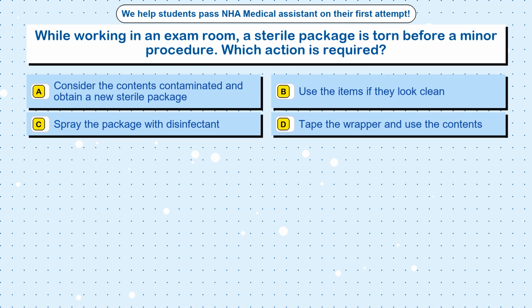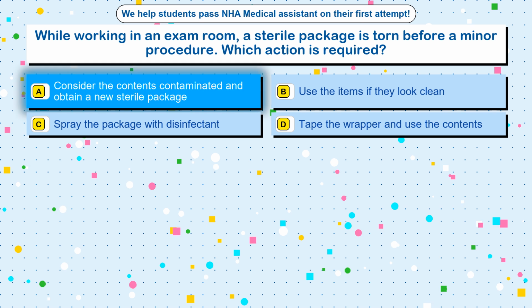Question 94. While working in an exam room, a sterile package is torn before a minor procedure. Which action is required? Option A, consider the contents contaminated and obtain a new sterile package. Option B, use the items if they look clean. Option C, spray the package with disinfectant. Option D, tape the wrapper and use the contents. The correct answer is option A, consider the contents contaminated and obtain a new sterile package.